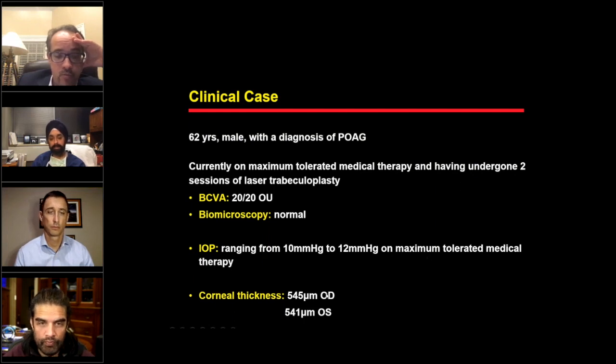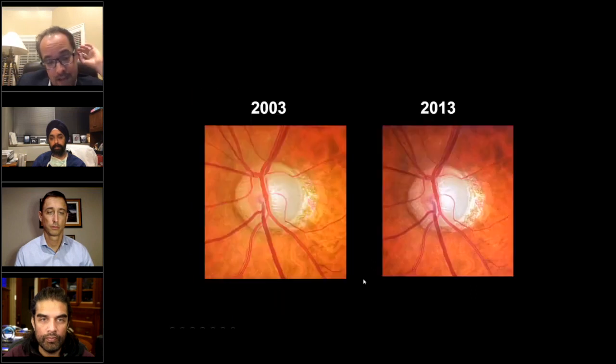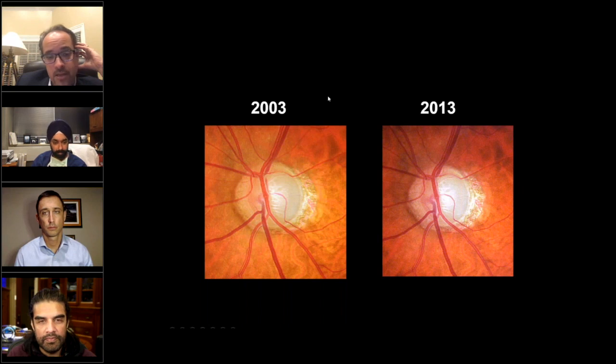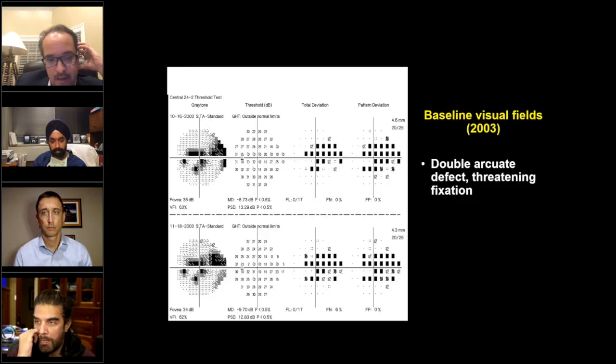His corneal thicknesses were about average, 545 in the right eye and 541 in the left. And as you can see here, I'm illustrating the left eye, you can see that he had pretty severe damage to the optic nerve. So this shows the nerves from 2003 to 2013. It's hard to see any changes here because the nerves are really quite already damaged.